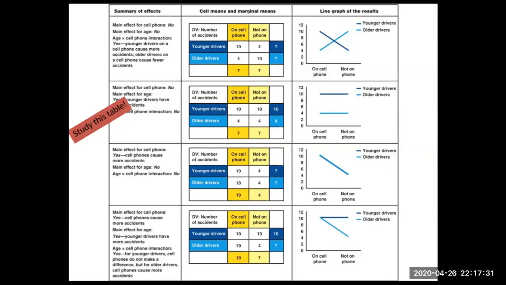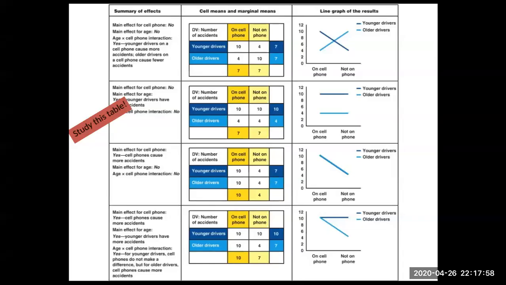What about for the age of the driver? Yeah, 10 and 4 are significantly different. So using your judgment call, you would say, because that's 2.5 times the amount of accidents if you're calculating, right? 4 accidents versus 10. 10 is 2.5 times more. So you would say, yes, there is a main effect for the age of the driver, in which younger drivers get in more accidents overall.